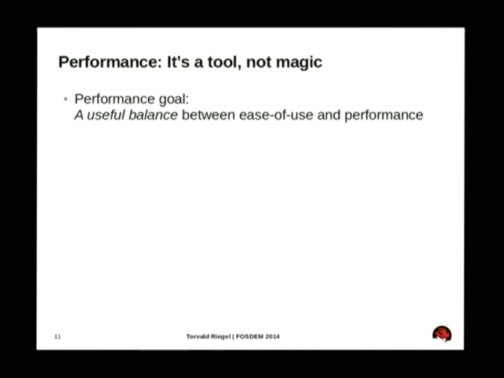So, two more slides about performance. And performance is a difficult topic for TM because TM has seen quite a bit of hype. So let me first note that, like everything else, it's a tool, it's not magic, right? And the performance goal that every sane person implementing TM would give you is that it tries to provide a useful balance between ease of use and performance. It does not claim to provide the most useful balance or the only useful balance, right? But it tries to make concurrency simpler for programmers and still deliver decent performance.